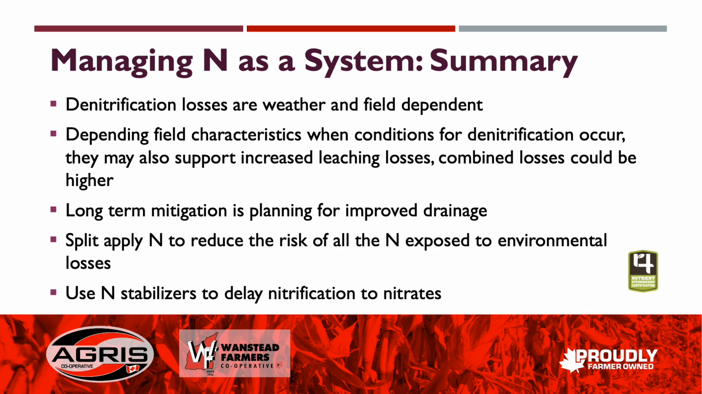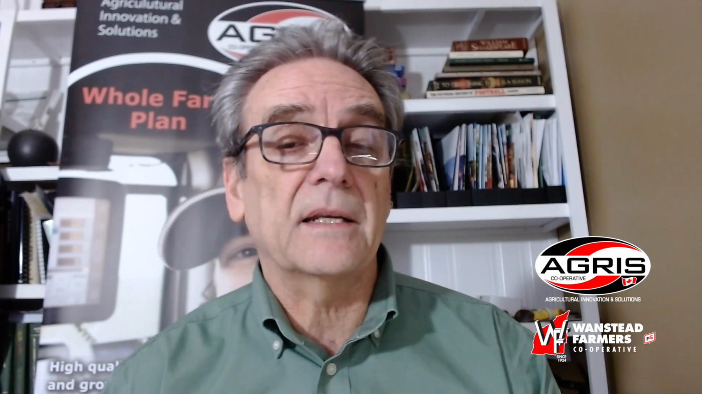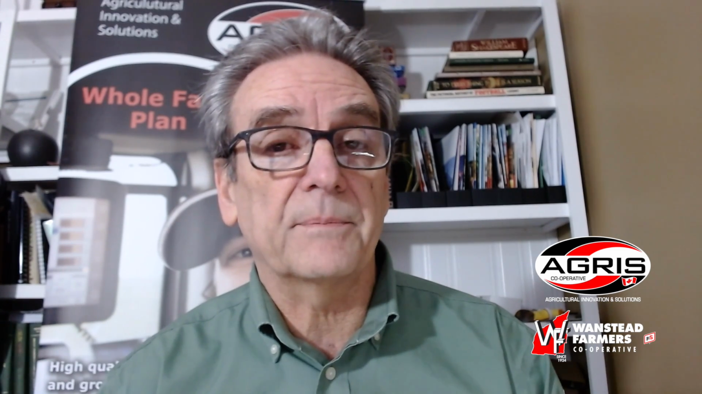Often field characteristics or conditions that are conducive to support denitrification also support leaching losses in some parts of the field. So the expected losses might be higher than anticipated. Long-term mitigation, of course, is planning for better field drainage. Split applying the nitrogen, just so you're not leaving all of your N out there exposed to any one environmental condition, is a good strategy. And of course, you've heard me talk about this before, using nitrogen stabilizers to delay the nitrification process as long as we possibly can and keep that nitrogen around a little longer to meet the crop demands later in the season.